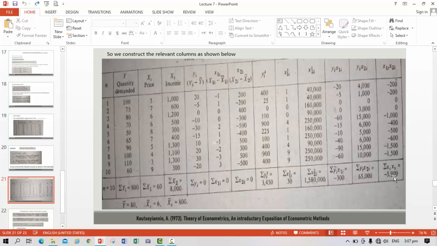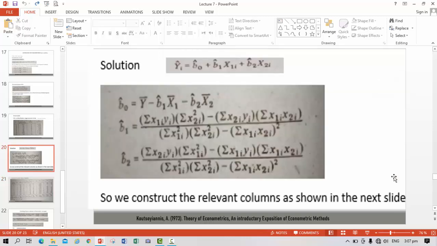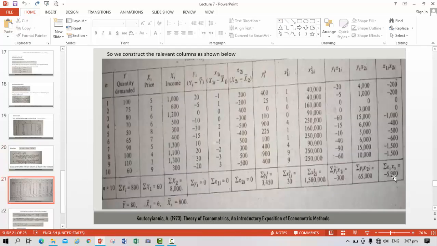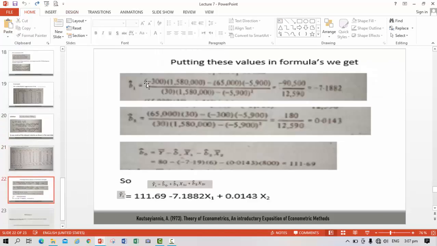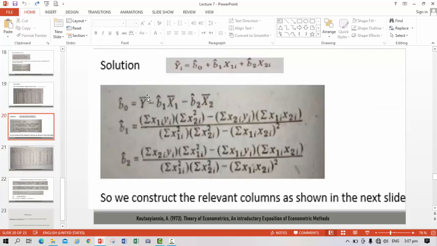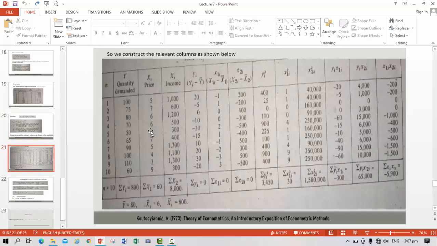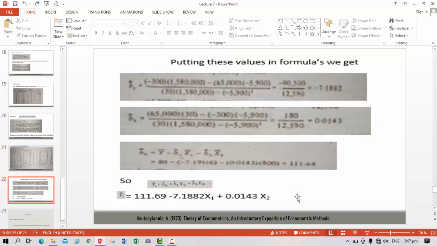If you put all these values in the formulas given in this slide, we get the estimates for b1 hat. As we know that b1 hat is equal to, the formula is summation x1y into summation x2 square. So summation x1y is minus 300 into, this is the other observations.